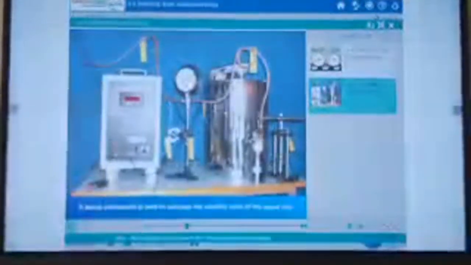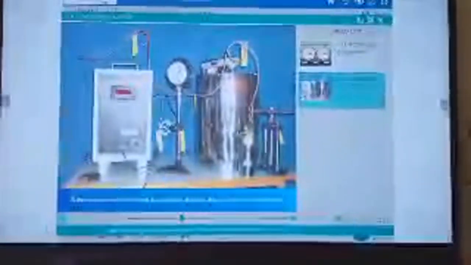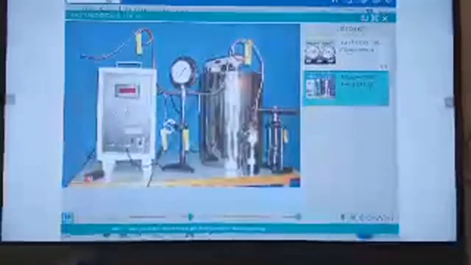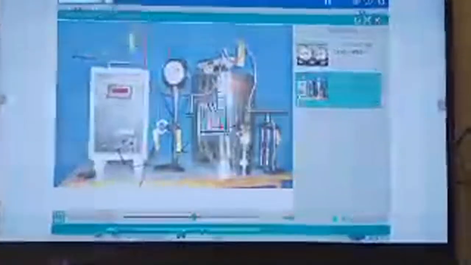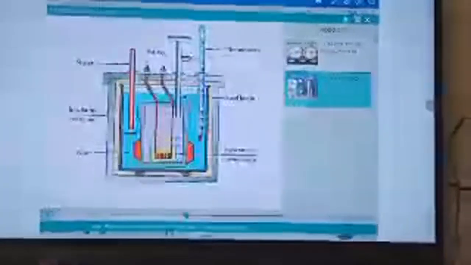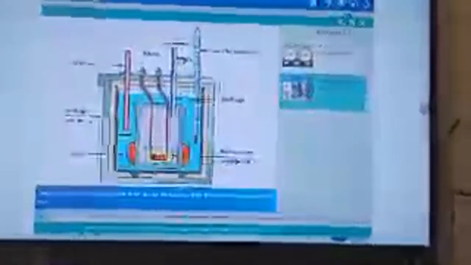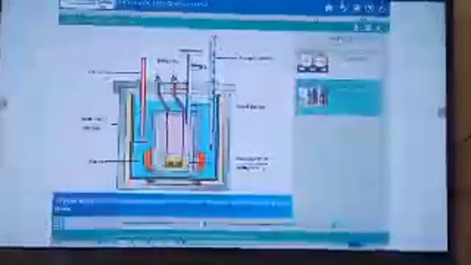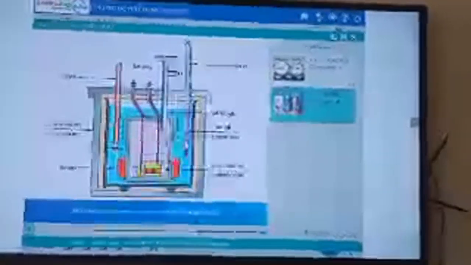A bomb calorimeter is used to calculate the calorific value of the liquid fuel. The sample is filled in the sample cup up to its level. Oxygen and power is supplied into the bomb. Due to this, the combustion reaction starts. The rise in temperature is noted from its initial value.